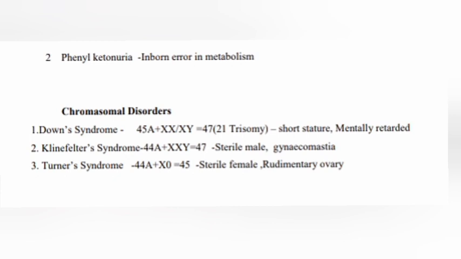Next, chromosomal disorders. Down syndrome: 44 autosomes plus XX or XY, 47, 21 trisomy. Short stature, mentally retarded. Klinefelter syndrome: 44 autosomes plus XXY, 47, sterile male, gynecomastia. Turner syndrome: 44 autosomes plus X0 equals 45, sterile female, rudimentary ovary.